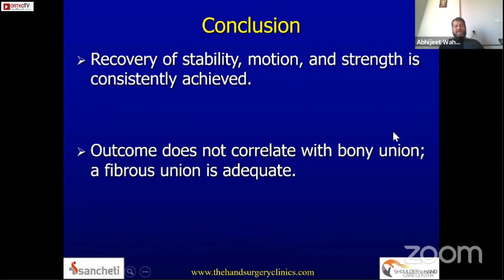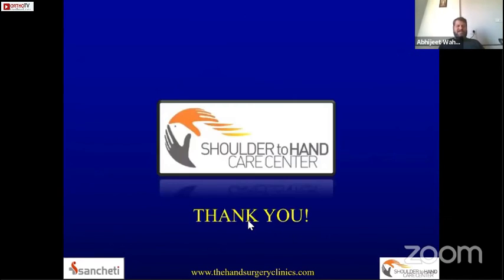Outcomes do not correlate with bony union, and fibrous union is often adequate, but there is a small cohort of patients that would need fixation. We need to identify them by examining the DRUJ in 3 rotations, comparing with the opposite side after you have fixed the distal radius fracture.